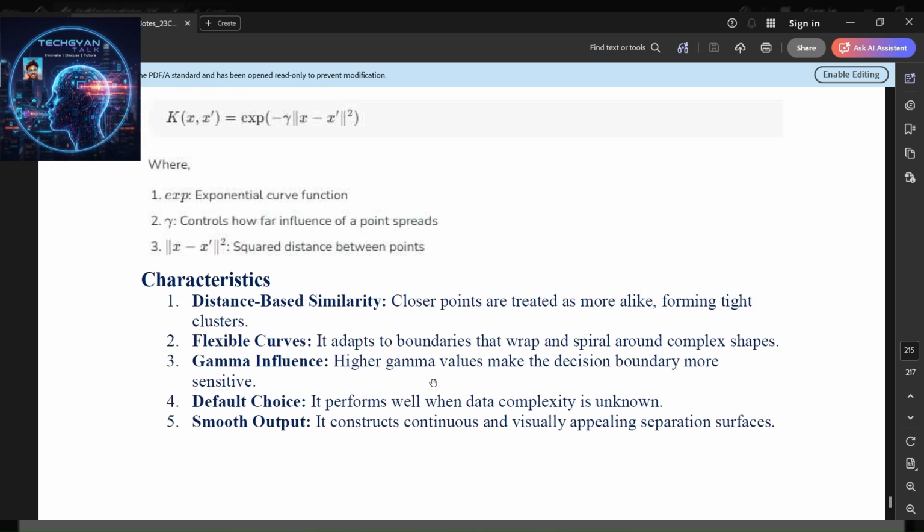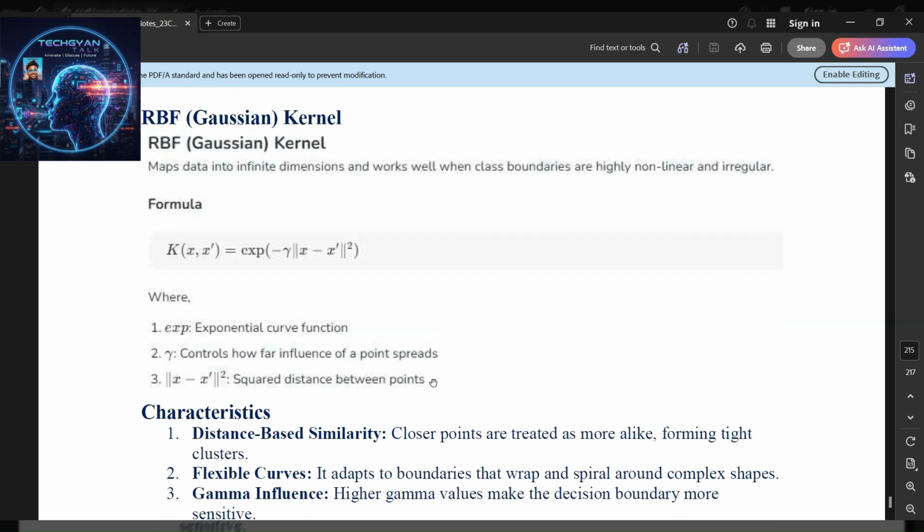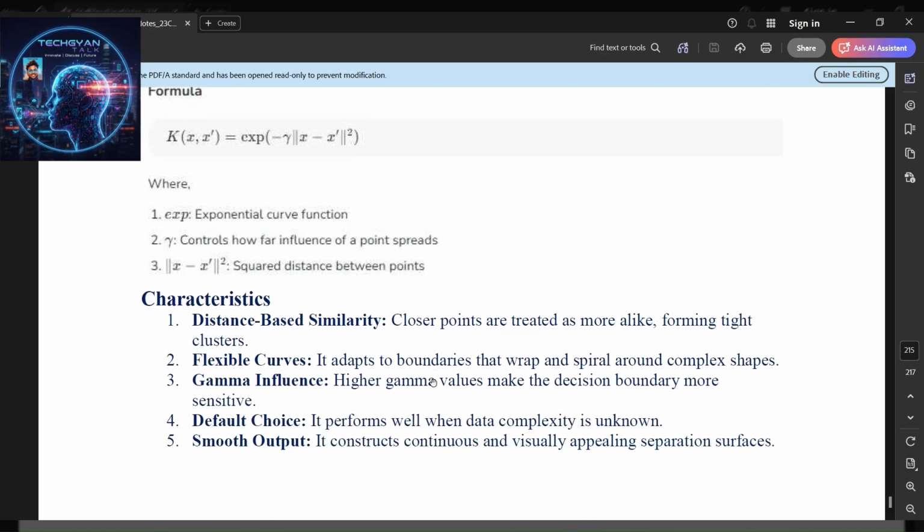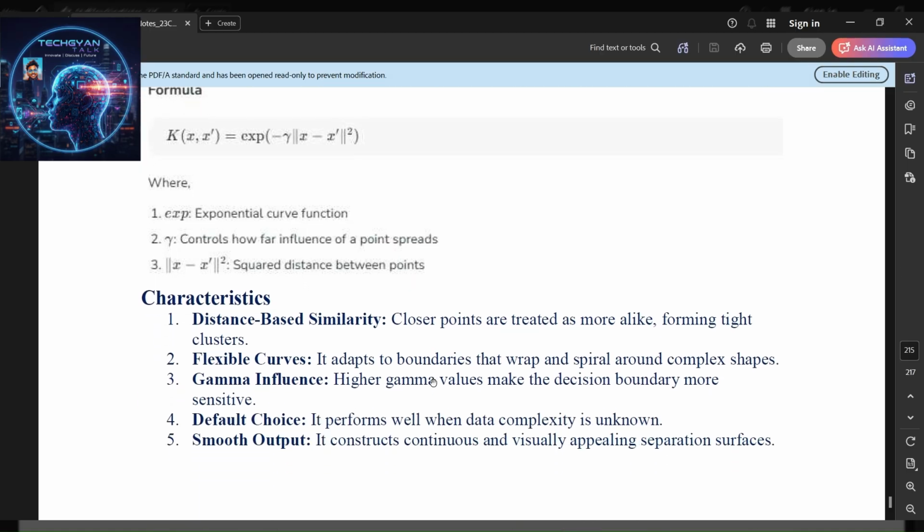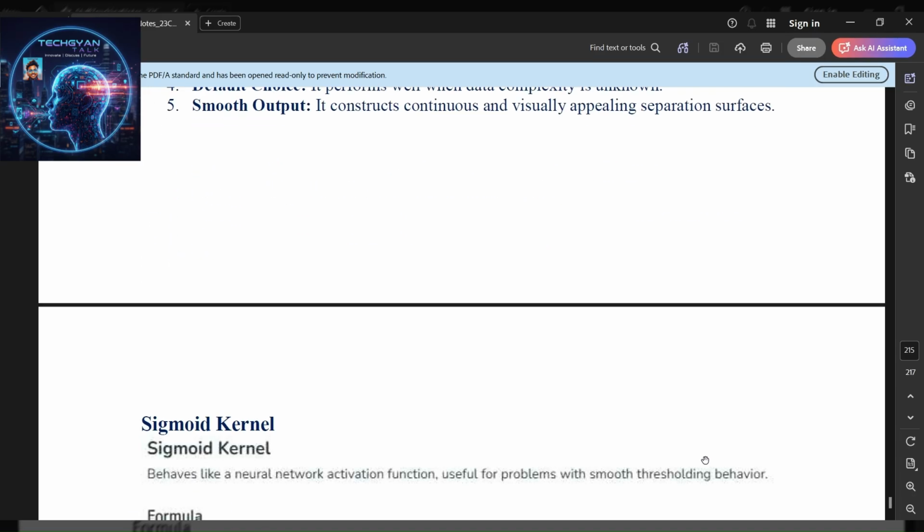The characteristics of the RBF Gaussian kernel are: distance-based similarity, closer points are treated as more alike, forming tight clusters. Flexible curves, it adapts to boundaries that wrap and spiral around complex shapes. Gamma influence, higher gamma values make the decision boundary more sensitive. Default choice, it performs well when data complexity is unknown. Smooth output, it constructs continuous and visually appealing separation surfaces.